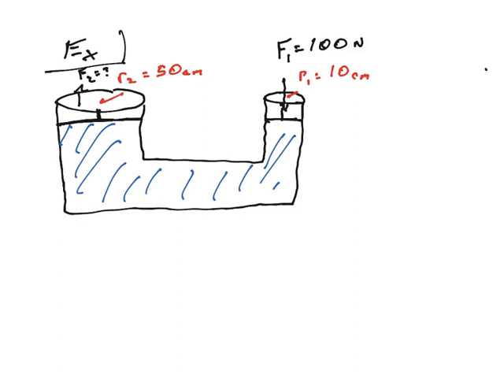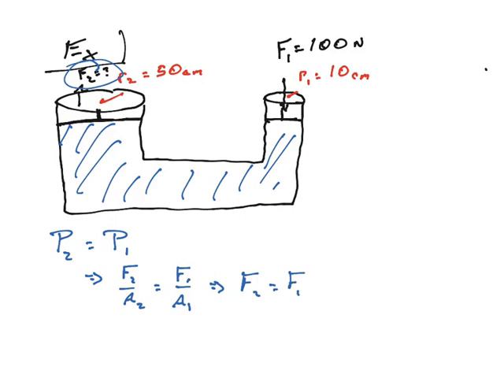Okay, well, to solve this kind of a problem, we say the pressure at piston 2 is equal to the pressure at piston 1. And what do we know about pressure? That's F over A. So the force at 2 over the area of 2 is the force at 1 over the area of 1. I'm looking for F2, so I solve this equation for F2, and I get F2 is F1 times A2 over A1.